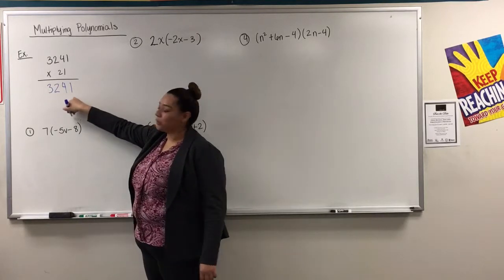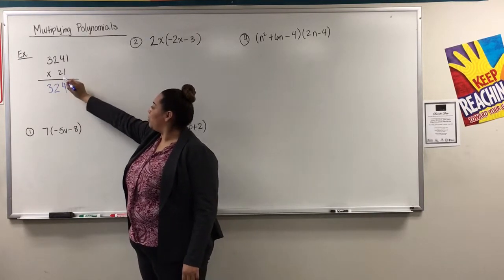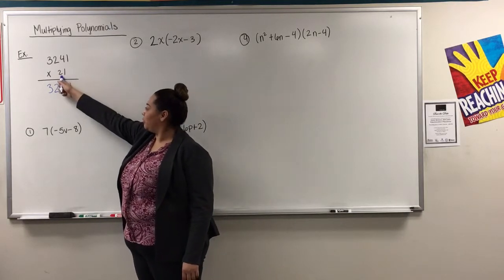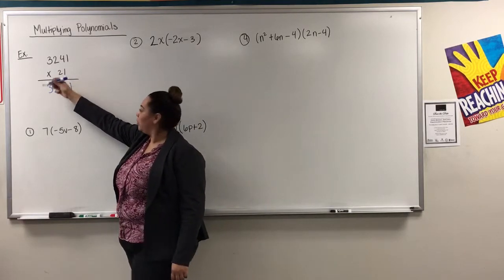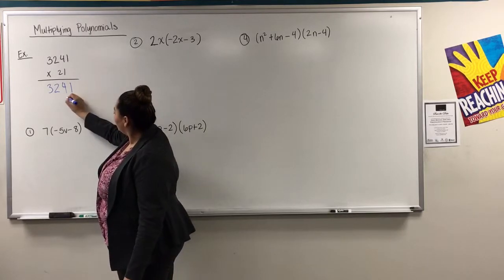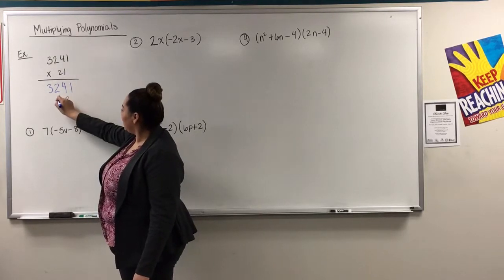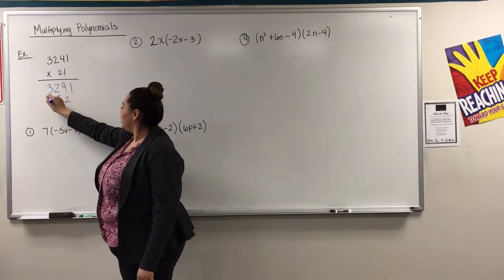Then we skip this space. We leave it blank. We move on to the second. The reason why we're leaving this space blank is because we're moving to the second number. 2 times 1 will just be 2. 2 times 4, that's 8. And 2 times 3 is 6.